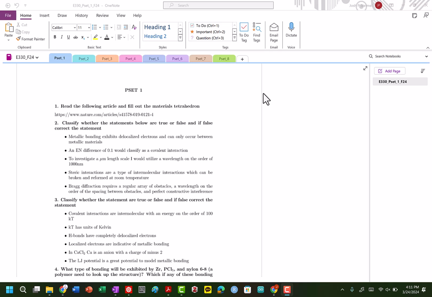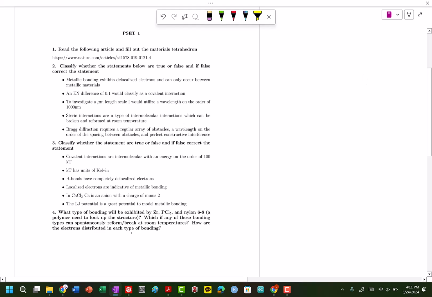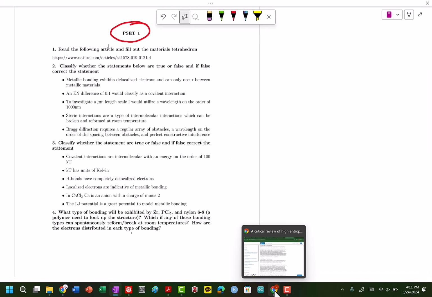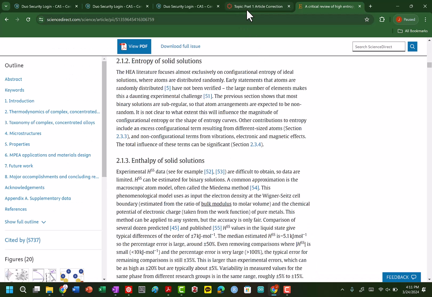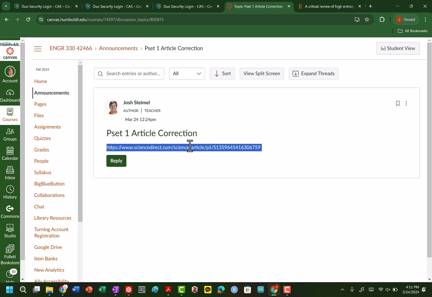Hi everyone, we are back and we are about to go through our PSET 1 solution videos. So we'll pick a color and go ahead and get started. So we're going to actually go ahead and start with, remember, note this PSET correction.